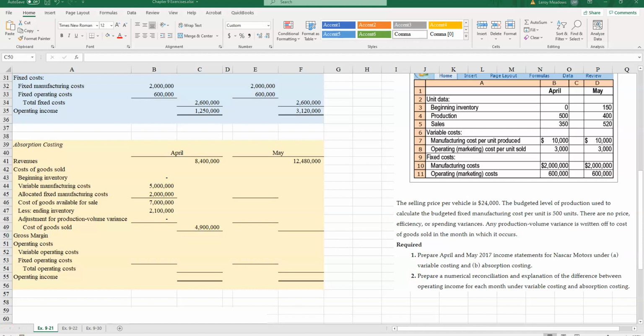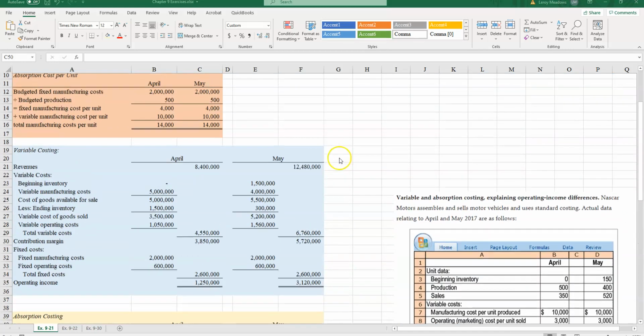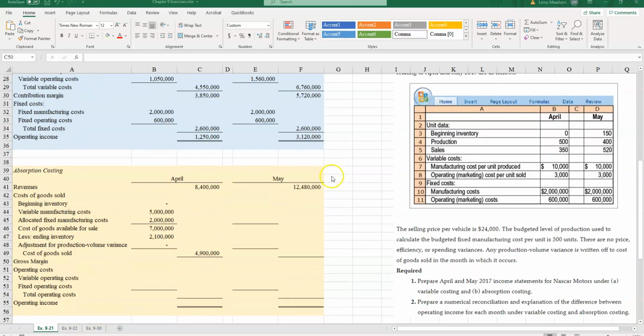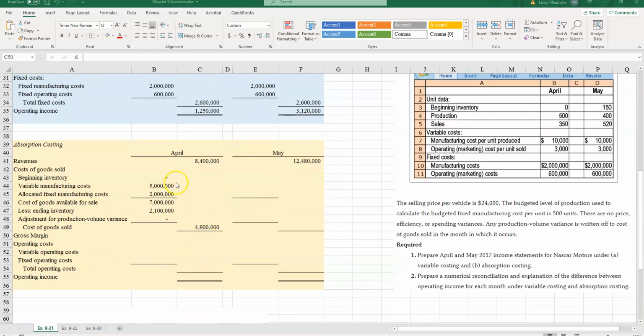Now again, I could compute my cost of goods sold a different way. I could have taken the number of units sold, 350, and multiplied that by the full manufacturing cost per unit under absorption costing of $14,000, and I would have gotten the same amount here. So again, I'm doing this for an additional level of detail. That's primarily what I'm doing. And then that way I can also figure out my ending inventory that's already in here, so I can just get my level of detail here. And that's why we're doing it this way.